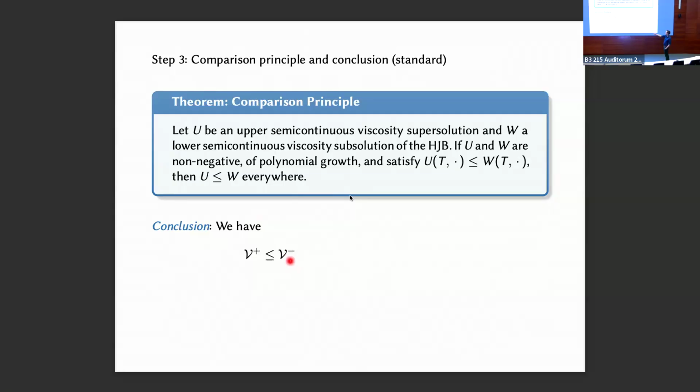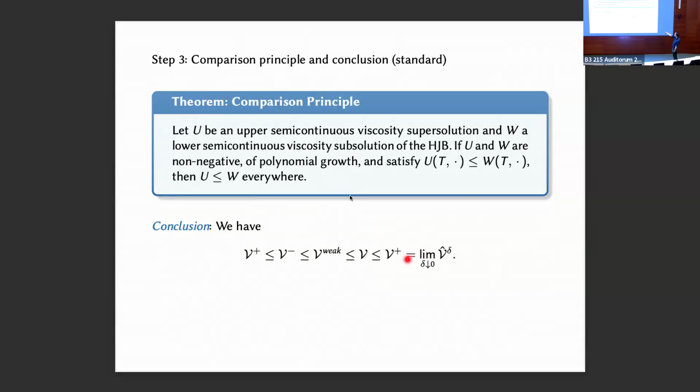For us, this means that our approximation from above, which was the piecewise constant approximation, must be smaller than the approximation from below, which was this weak admissible control approximation. But the V minus was by construction less than the weak value function, which is by construction less than the strong value function, which is by construction less than the piecewise constant approximation from above. So you see that we have this chain of inequalities, they must all be equal.